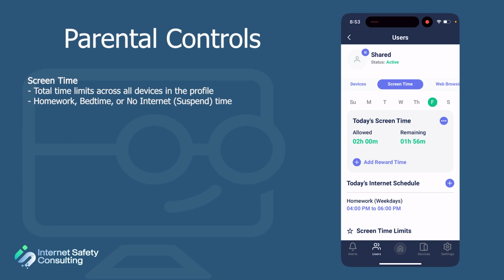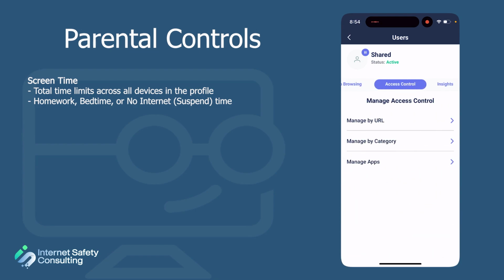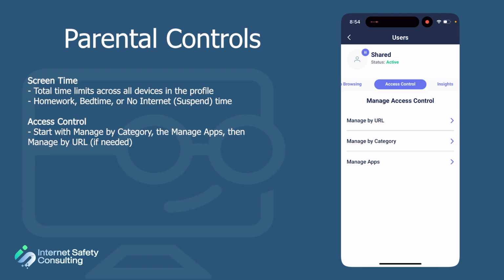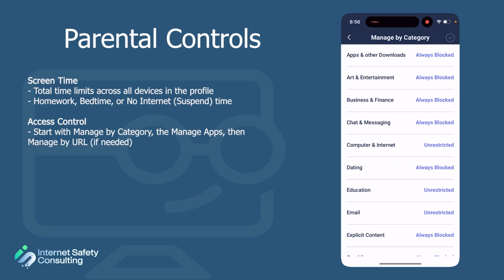Now we're going to skip the web browsing tab for a minute and go to the access control tab. Here you'll see 3 access control settings: manage by URL, manage by category, and manage by apps. So with the Internet Safety Plan, our goal is always to start at the source to do as much as possible from one location and then fill in the gaps from there. To do that in Gryphon, we're going to first look at the manage by category option.